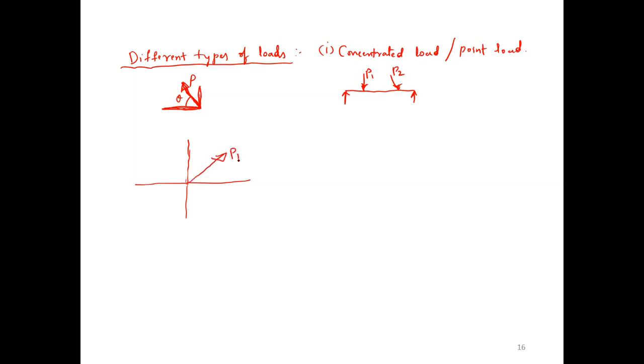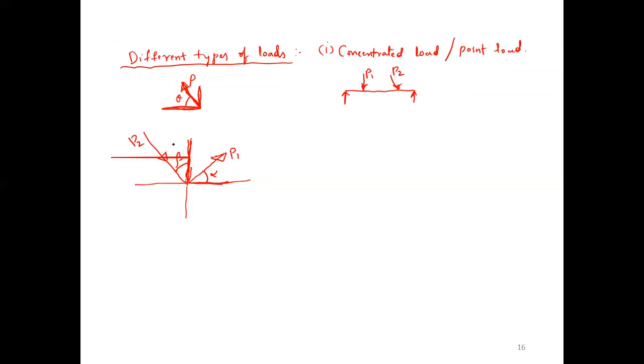See, the force P1 may be acting in this direction, or the force P2 may be acting in this direction. I will take this angle as alpha and this as beta. Now see, P1 and P2 are inclined forces. What are the possibilities for the inclination? It may be with respect to horizontal, or with respect to vertical.